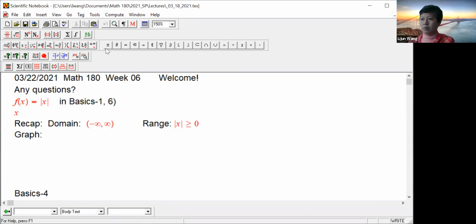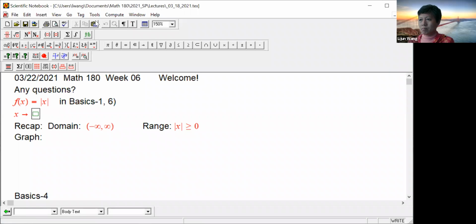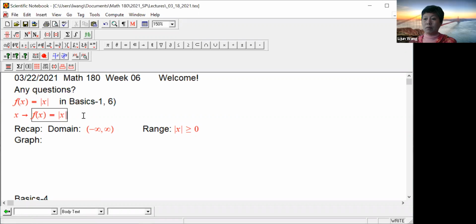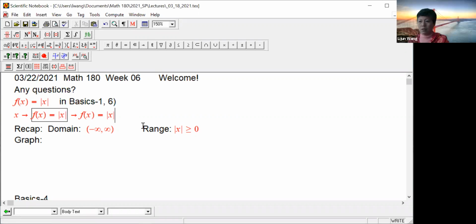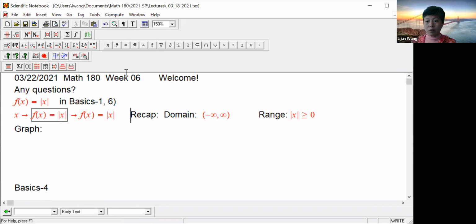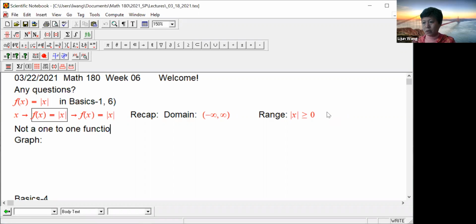What is the graph? We did the graph. What does the graph tell us? It's all about meaning, right? What's the meaning? It's a function, right? It's not 1-to-1. It is not 1-to-1. Okay, very good.